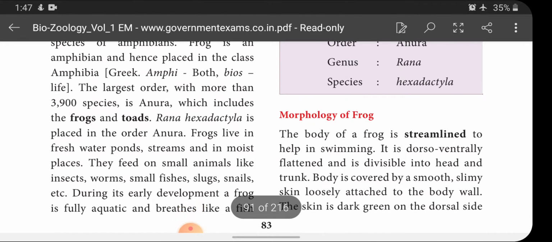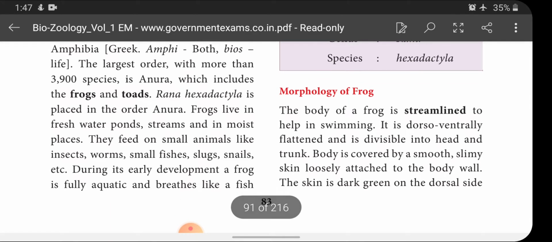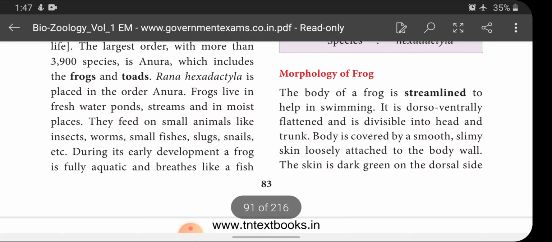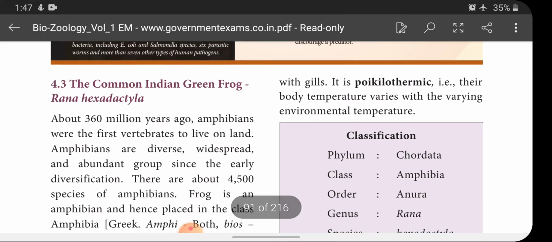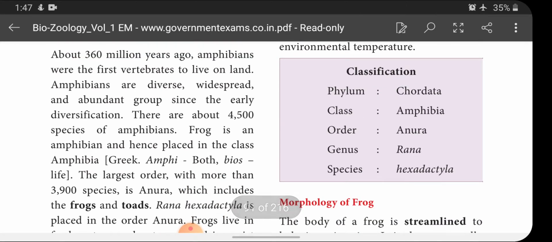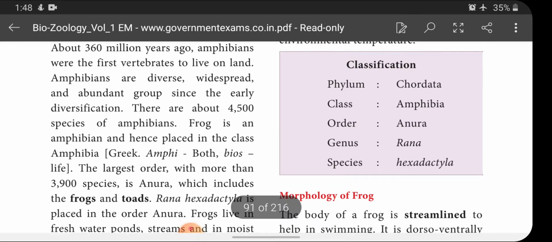Frogs live in freshwater ponds, streams, and in moist places. They feed on small animals like insects, worms, small fishes, slugs, snails, etc. During its early development, a frog is fully aquatic and breathes like a fish with gills. It is poikilothermic, that is, the body temperature varies with the varying environmental temperature. Classification: phylum Chordata, class Amphibia, order Anura, genus Rana, species hexadactyla. It is a 2-mark question, please bracket it.